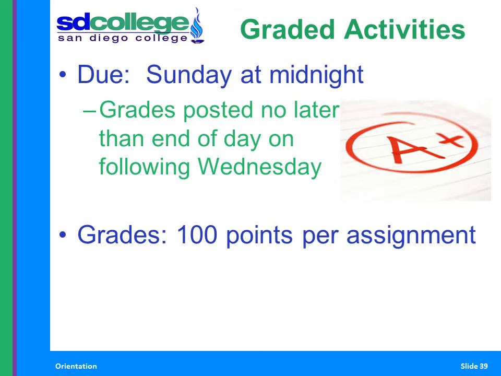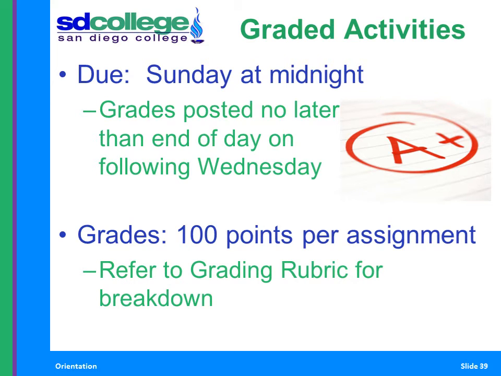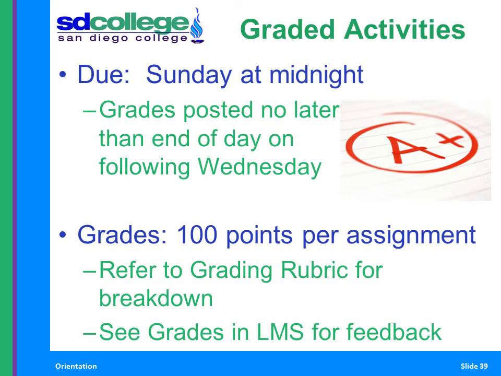Grades will be posted in the system no later than the end of the day on the following Wednesday. Each assignment is worth 100 points for a weekly total of 300 points and a course total of 1,500 points. Make sure that you are complying with the grading rubric for maximum points. Once graded, you can see your grades and comments in your grades report, which we'll see in just a minute. Each of these graded activities will be covered in your one-on-one orientation, but we'll have a brief look now.